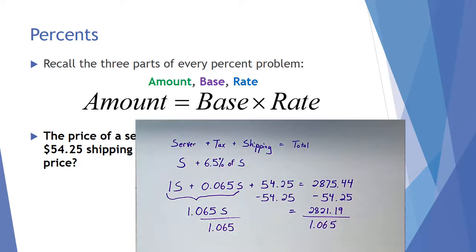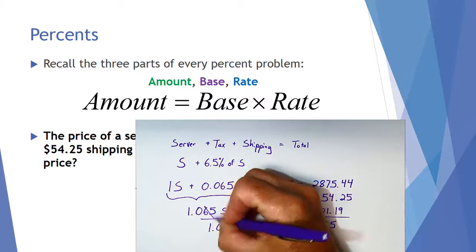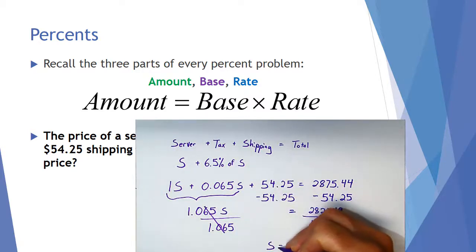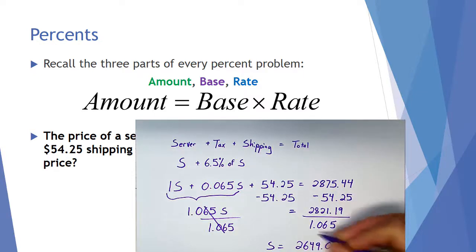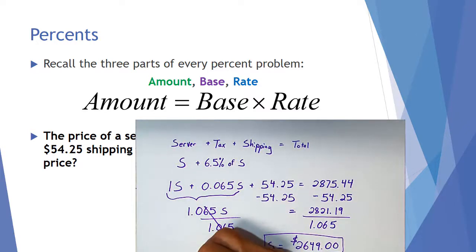Dividing there, of course, because 1.065 was multiplied by S. That cancels to leave us with a server price of $26.49 even. Now, that answers the question. That was the price of our server, but let's just check this.